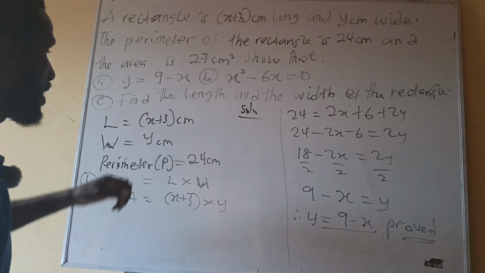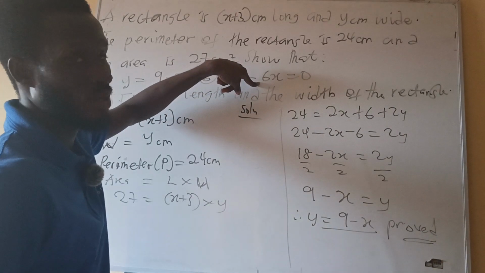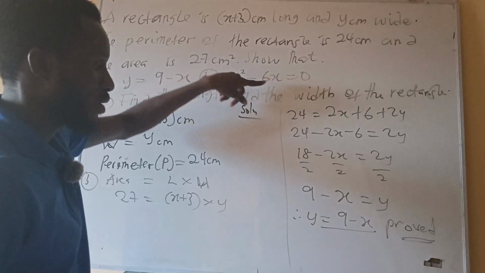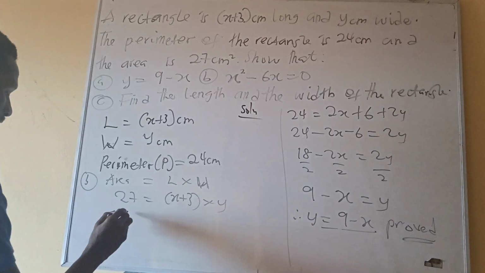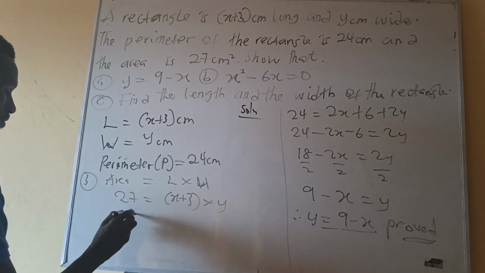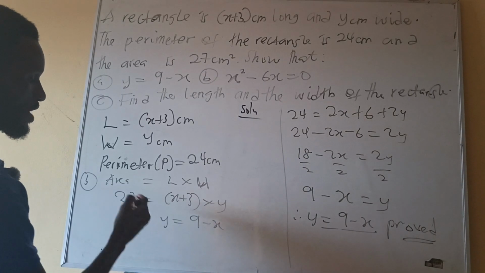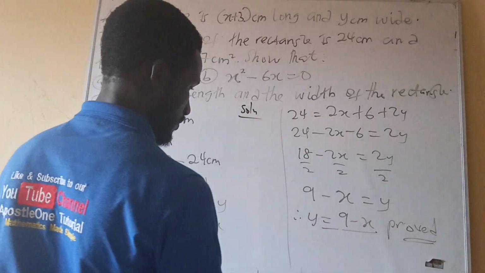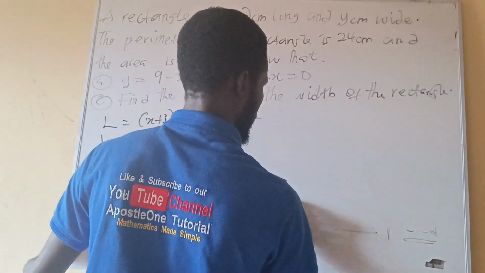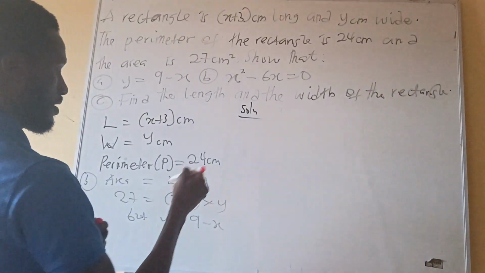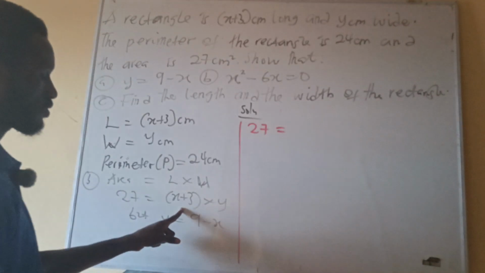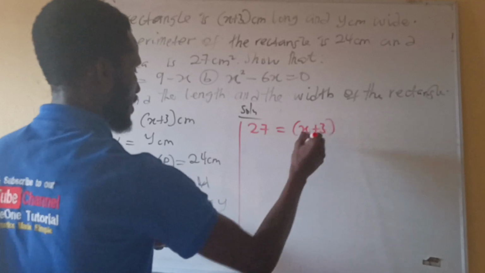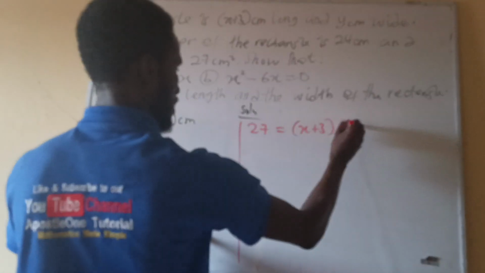Now look at something here. In this particular expression, we don't have y in the question. We don't have y. But don't forget that y is equal to 9 minus x. So I'm going to substitute y here. y is equal to 9 minus x. So let me substitute. So it means I'm going to get 27 is equal to x plus 3 multiplying y. y is 9 minus x. So I need to expand this one to see what I'm going to get.